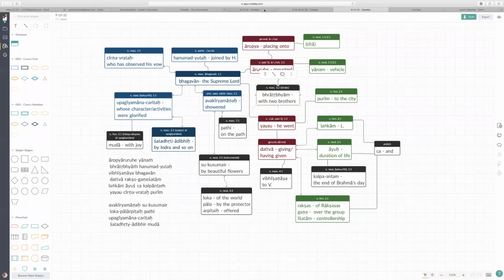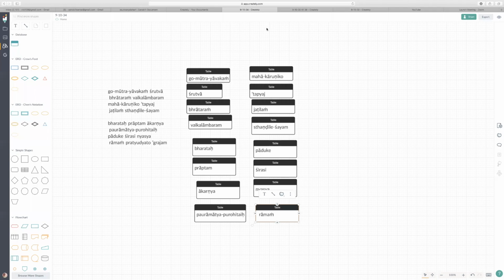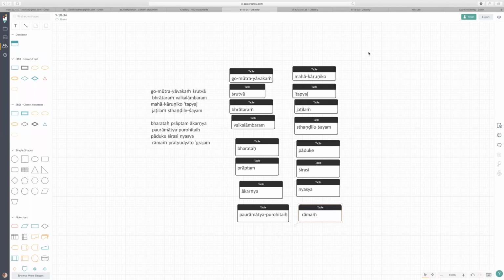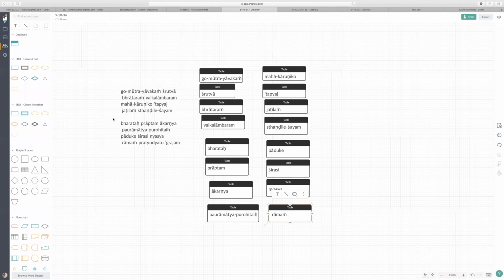And today we will start with verse 34, and we'll do the 35th as well. Om Namo Bhagavate Vasudevaya. Gomutra Yavakam Shrutva Bhratarang Valkalambaram, Mahakaruniko Tapya Jatilang Sthandileshayam. The first word is Gomutra Yavakam.